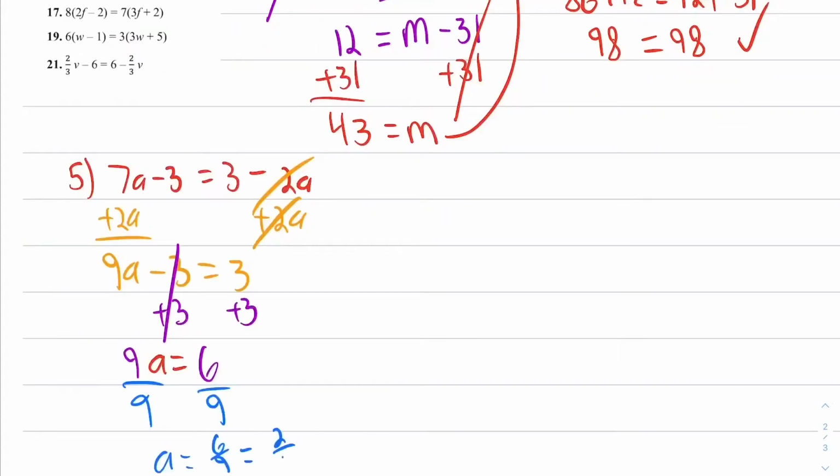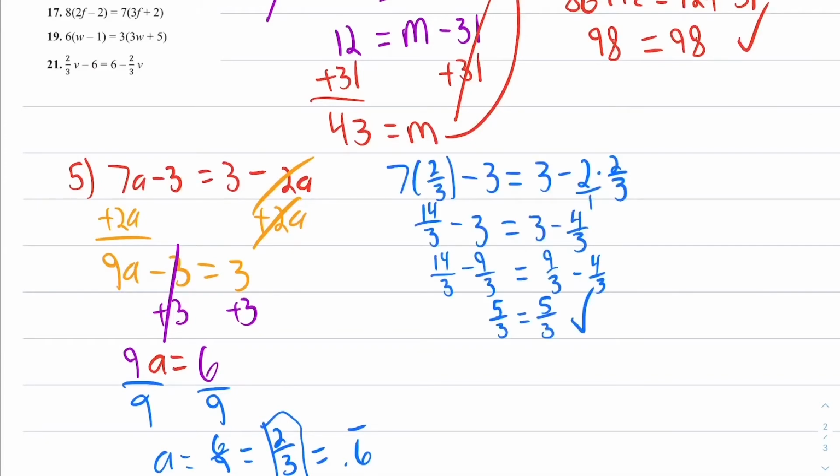The answer is 2/3, which is 0.6 repeating. I would prefer the fraction. And the reason why I would prefer the fraction is because of this when we check it. So the answer was a equals 2/3. If I did that with decimals, with the decimal answer of 0.6 repeating, I would have had to round things whenever doing that checking step.